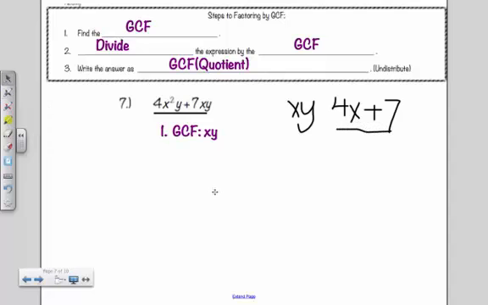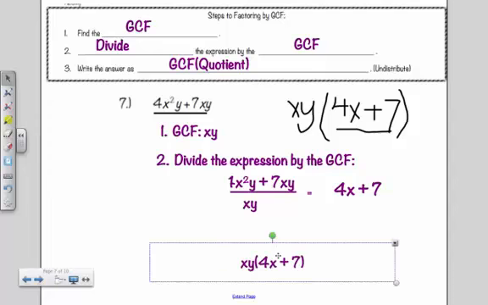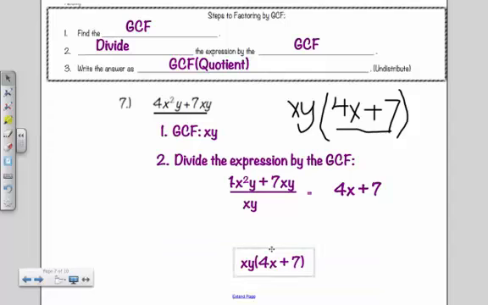Last thing I'm going to do is write my answer. With my parentheses. So I'm going to make it look like I undistributed it, which is what I did. And that's my final answer right there. Again, to check to make sure that this is right, I can always go through and distribute the x, y into each one of these terms, and I should get the original expression.